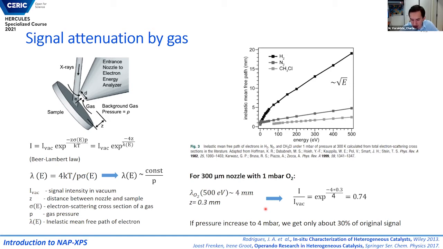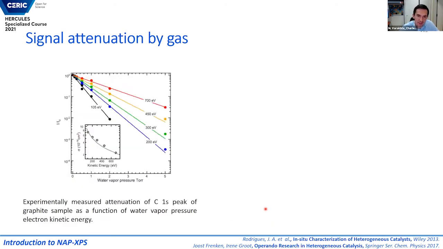For example, I will show you that our cell can be filled up to 20 or even 30 millibars with gas, but of course then you lose a lot of signal. Normally people work with pressures of just 1, 2, 3 millibars. Here is again an example of how electrons of different energies are attenuated by water pressure. So this is torr.